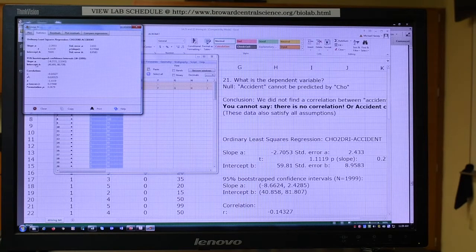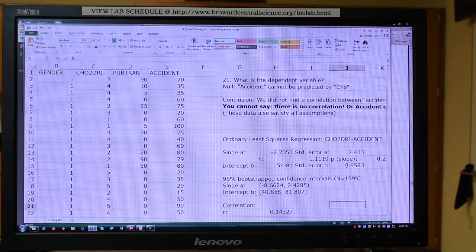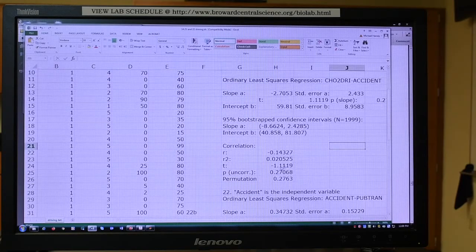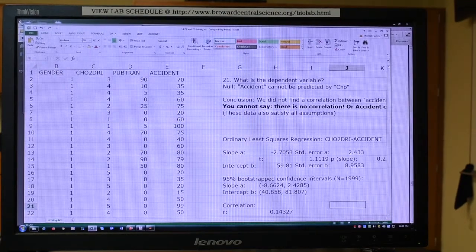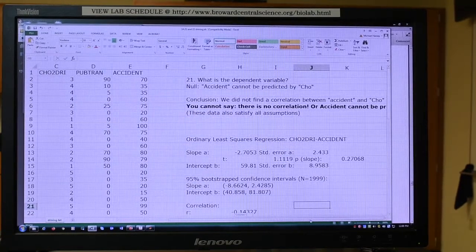All right, so we would take this data, I put it over here so we can see it a little better. All right, so notice the correlation coefficient is negative, meaning as one of these variables goes down, the other one goes up. All right. Is it significant though? No. Look at the probability. It's greater than 5%. So what is the conclusion? The conclusion would be we did not find a correlation between accident and choose. All right. So again, you would normally put this in plain English, but since this is kind of a long story, I just shortened it for this example.